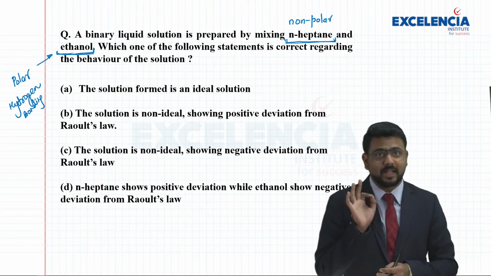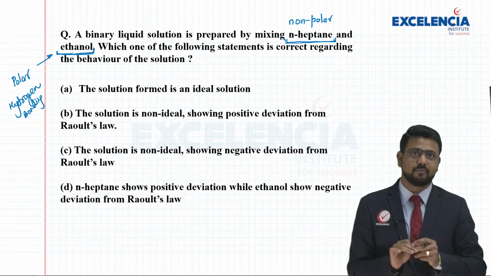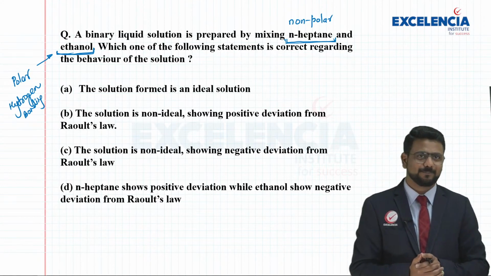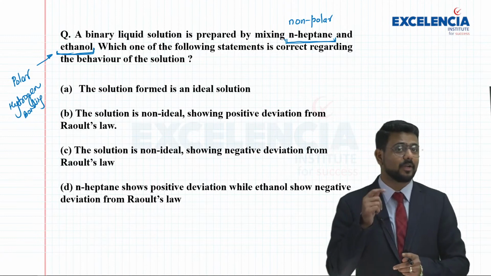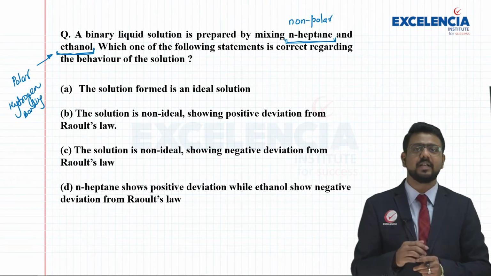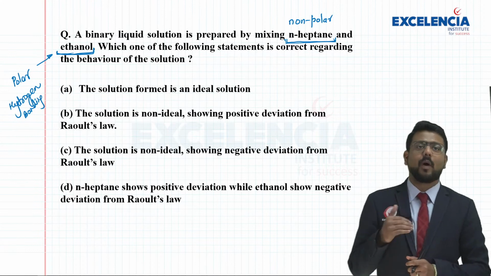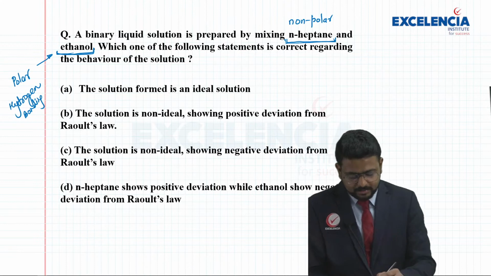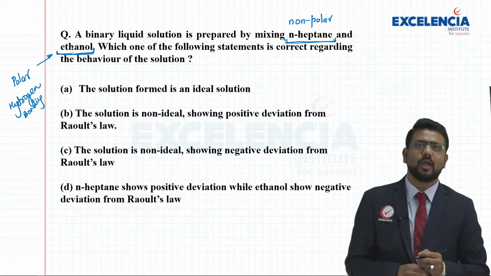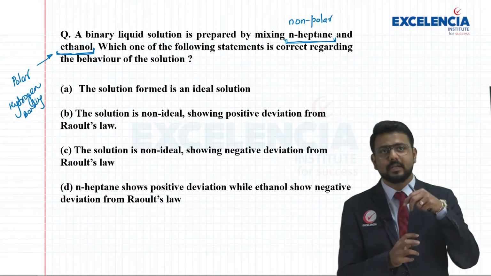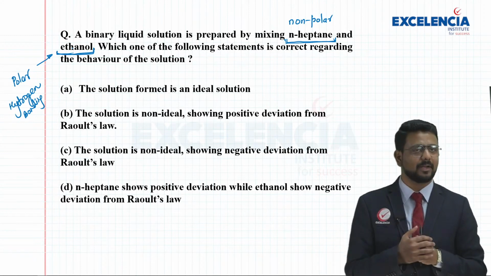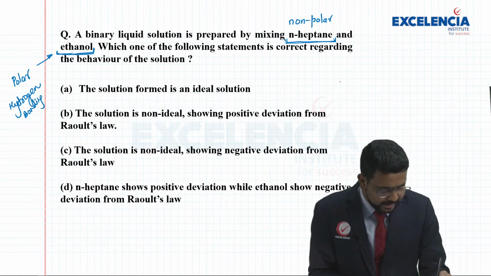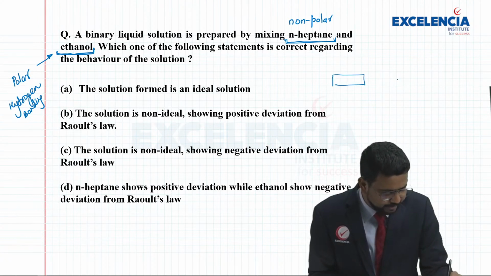The solution is non-ideal, that is correct, but let's have a second part of it. The solution is non-ideal, showing positive deviation from Raoult's law. The solution is non-ideal, showing negative deviation from Raoult's law, and finally n-heptane shows positive while ethanol shows negative deviation from Raoult's law. Okay, now because we are having ethanol which is having hydrogen bonding, but the moment you are mixing it with n-heptane which is actually a non-polar solute, it is going to break the interactions which are present between the ethanol molecules.